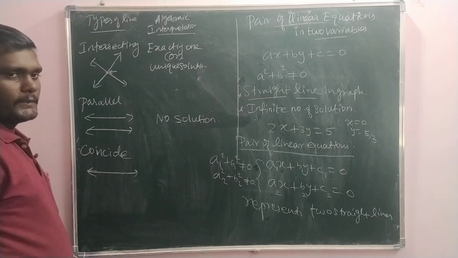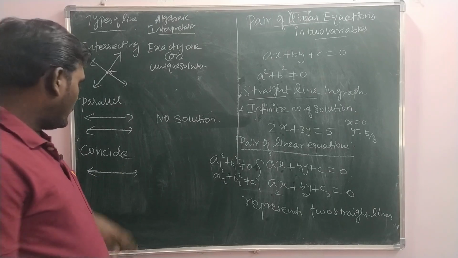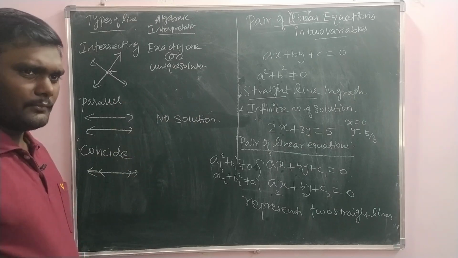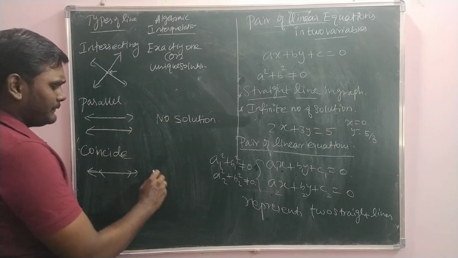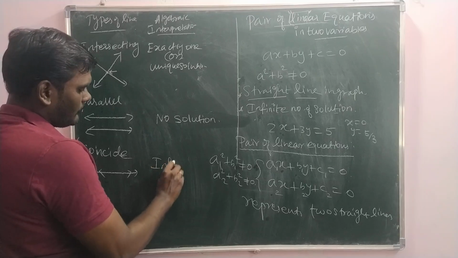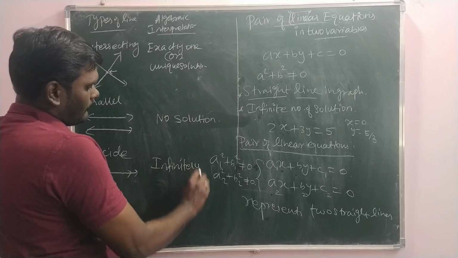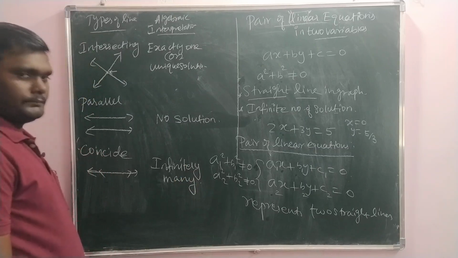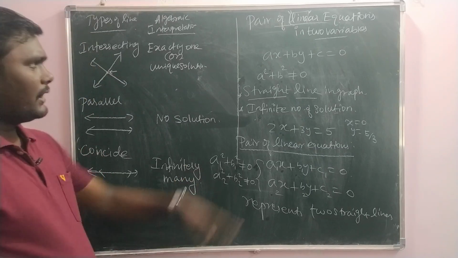And coincident lines lie one on another, meaning all the points are the same. Then how many solutions may it have? Infinitely many solutions. Okay, shall I erase this side?